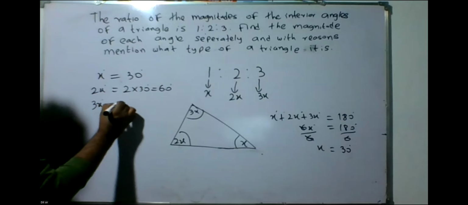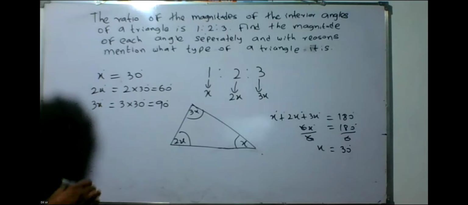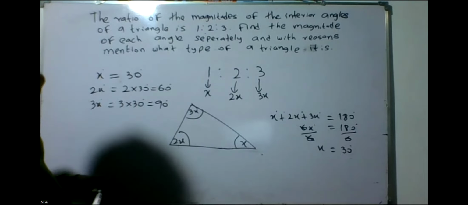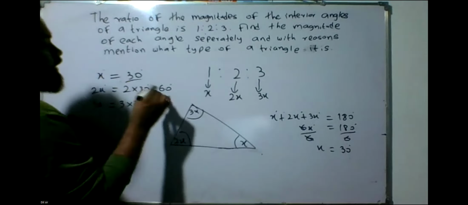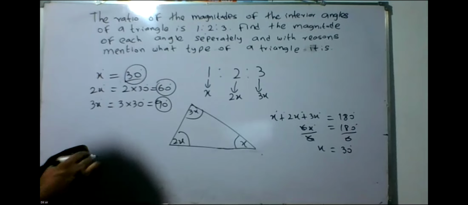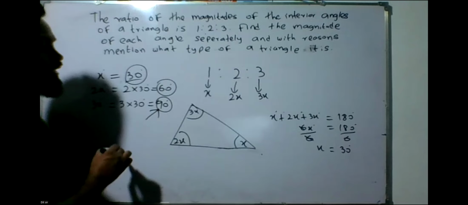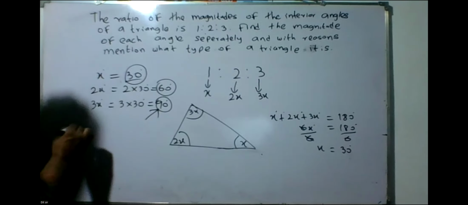3x, 3 times 30, it is 90. What are the angles? 30, 60, 90. Right. Now we can decide the angles are 30, 60, 90. What type of triangle is it? One angle is a right angle, then what is this?